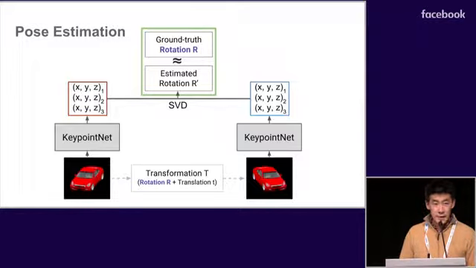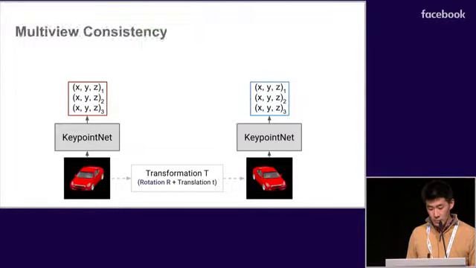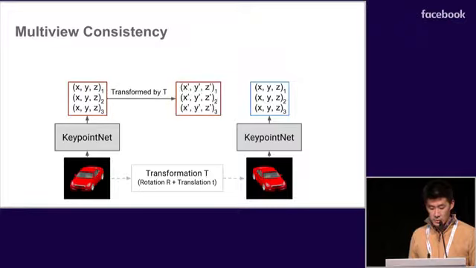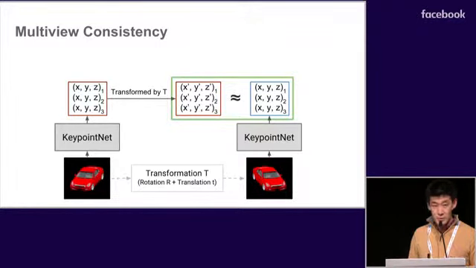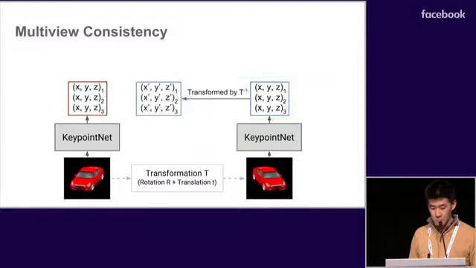The loss is then the angular error between the estimated rotation and the ground truth rotation known during training. Another important loss is called multi-view consistency loss, which enforces the transformed key points from one view to be close to those from the other view, and vice versa using the inverse transform.